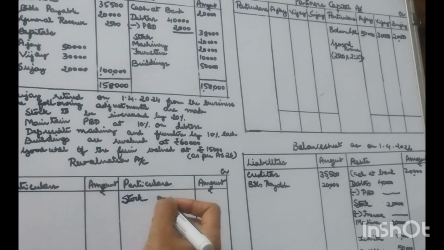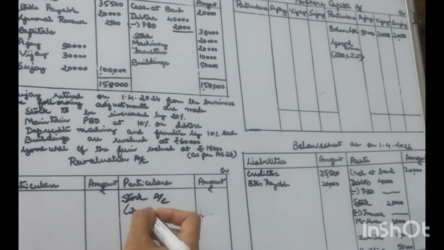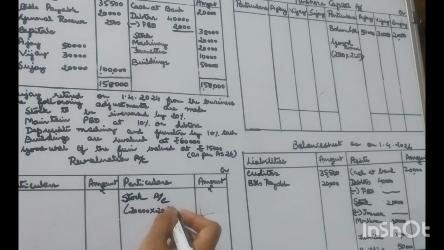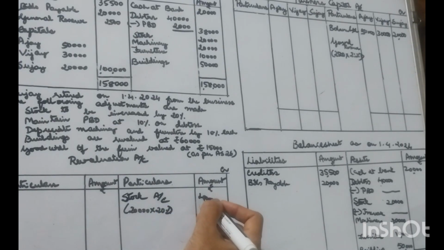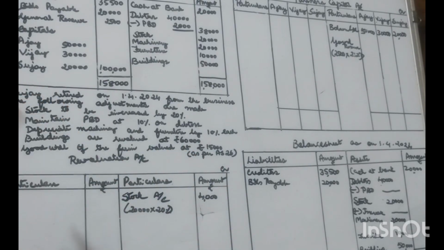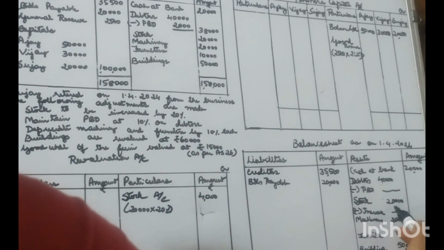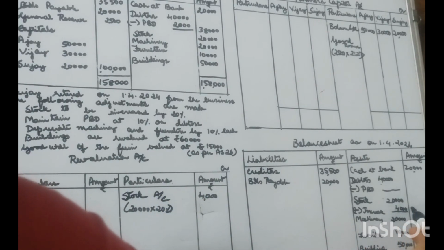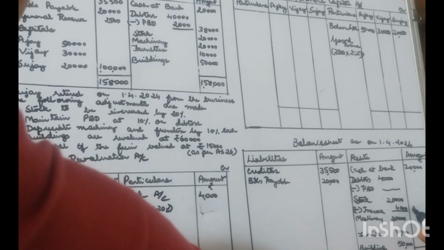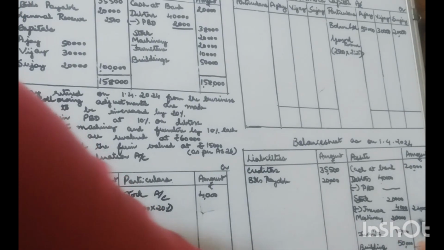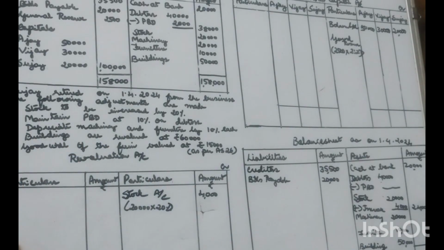So stock account. The value of stock is 20,000. It has been increased by 20%. So that will be 4,000. This is one entry. For this additional information we need to make two entries. One entry on the credit side of the revaluation account, and another entry, as there is an increase in the value of stock, so it has to be added. So that will be 24,000. So two entries: one on the credit side, another in the balance sheet, where it must be added.